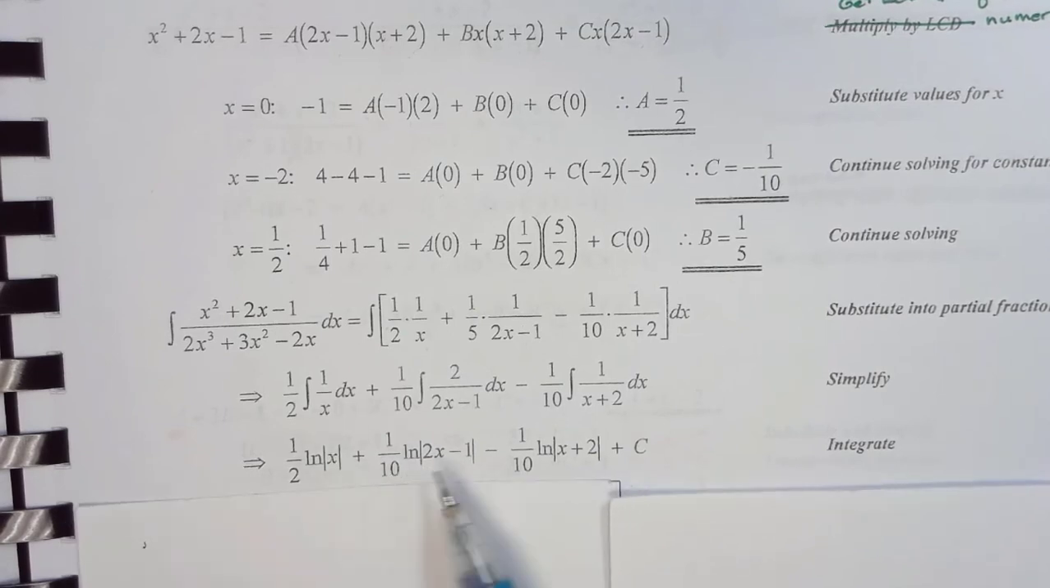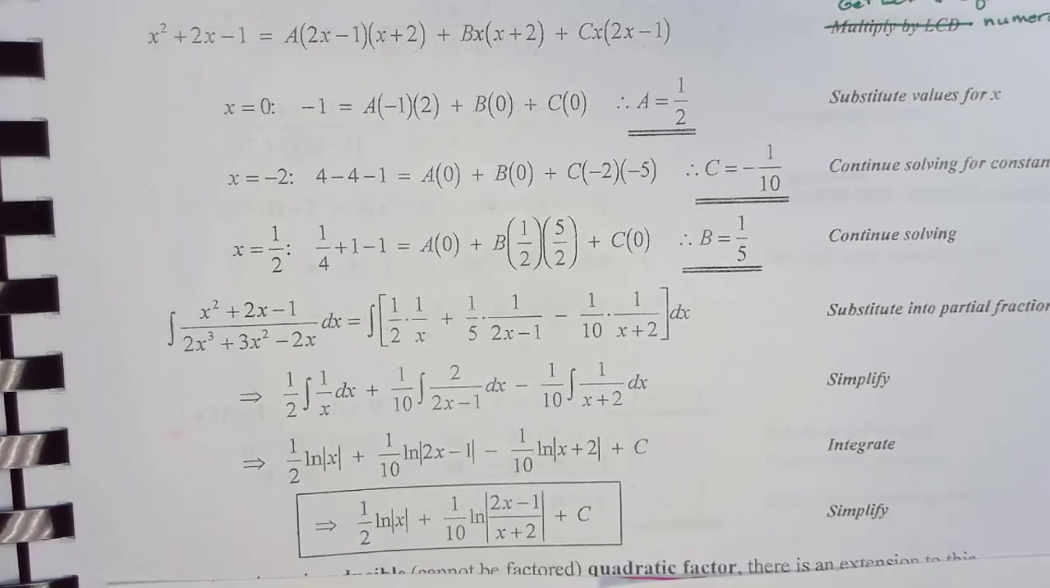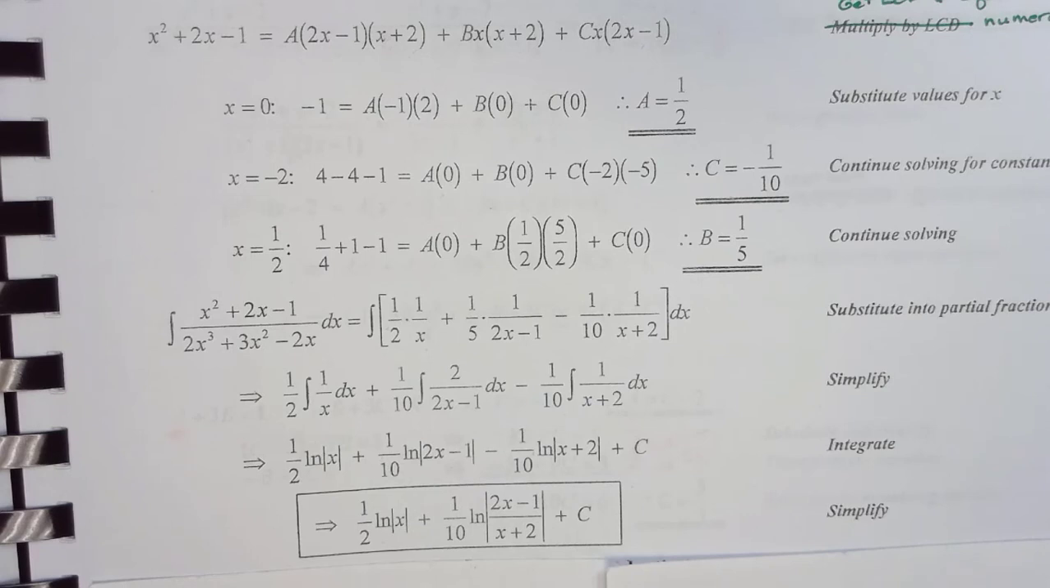And these have the same coefficient, so I can think about this as 1/10 times natural log of absolute 2x minus 1 minus natural log of x plus 2, which is going to be this over that in these same absolute value bars. And we have that. You can leave it like this. That's good enough. And we will stop with these examples because you will only be doing linear and repeated linear for homework.